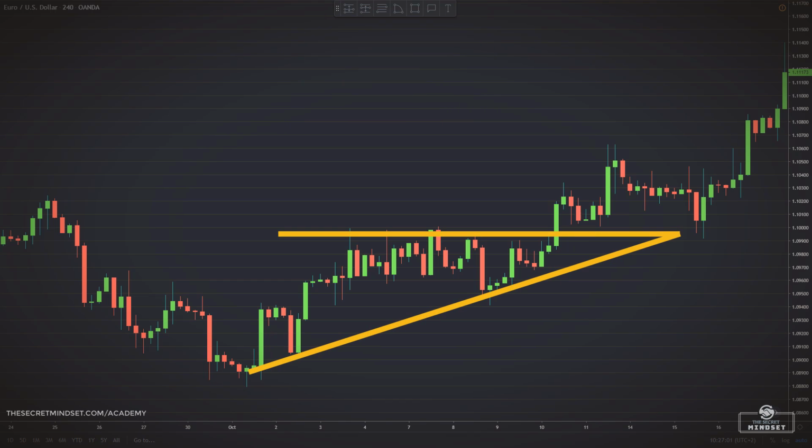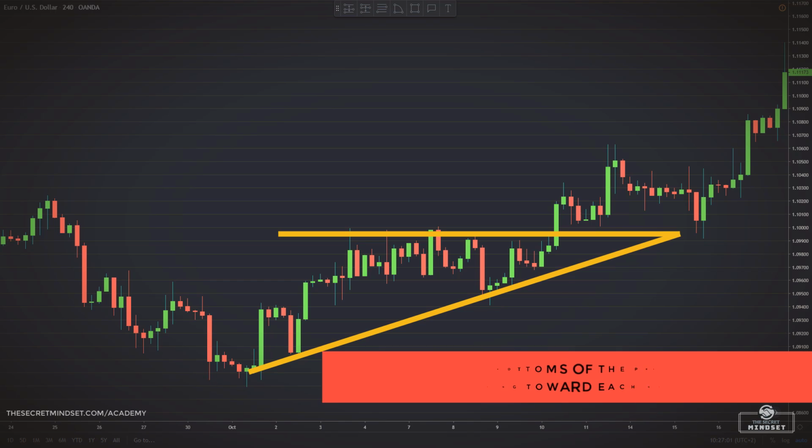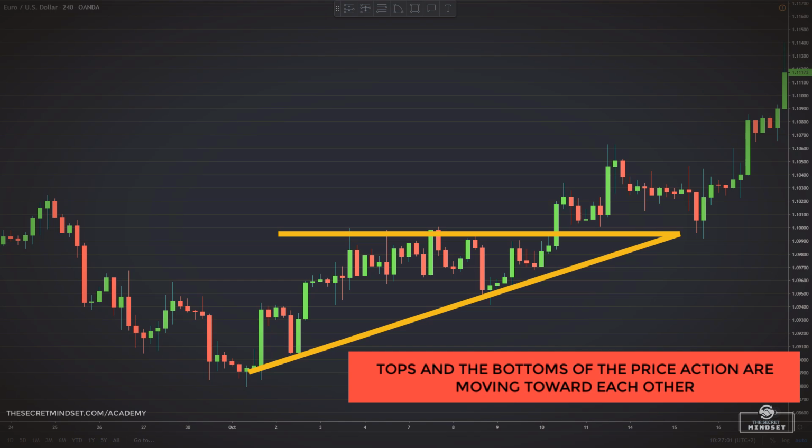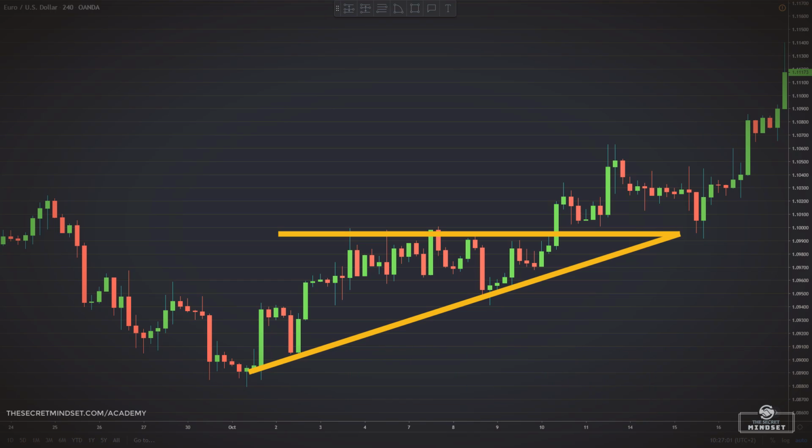The triangle pattern is a specific figure formed on the price chart, typically identified when the tops and the bottoms of the price action are moving toward each other like the sides of a triangle. When the upper and the lower level of a triangle interact, traders expect an eventual breakout from that area. As such, many breakout traders use triangle formations for identifying breakout entry points.